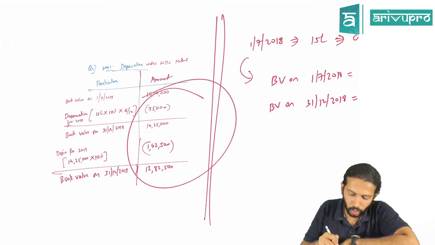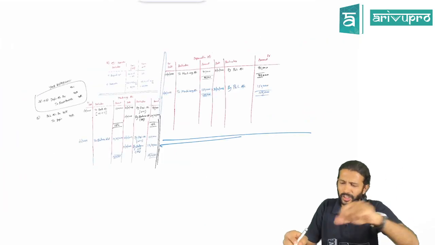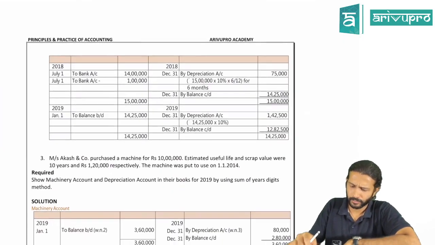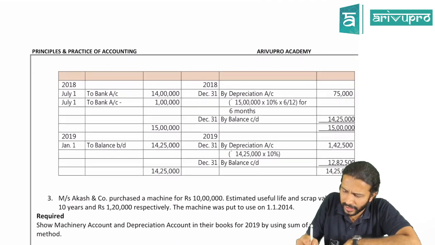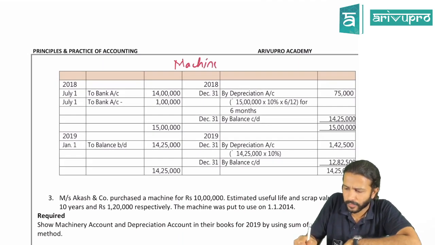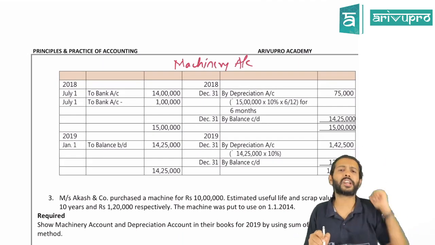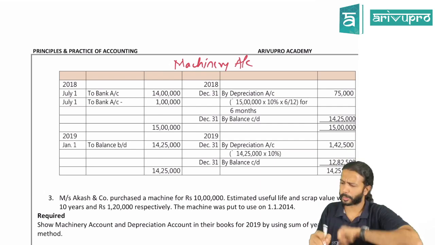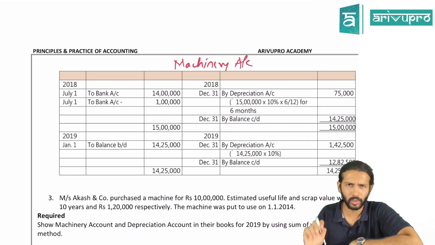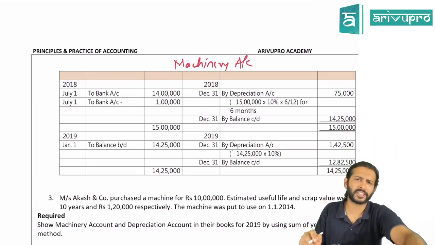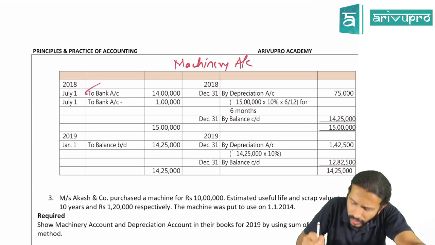So you know the depreciation now. Can we run through the solution? They only asked for the machinery ledger. This is your machinery account. What is the journal entry you will pass? You need to prepare 2 years. Can we run through that? Comfortable? So when you purchase the asset, the journal entry will be machinery account debit to bank.